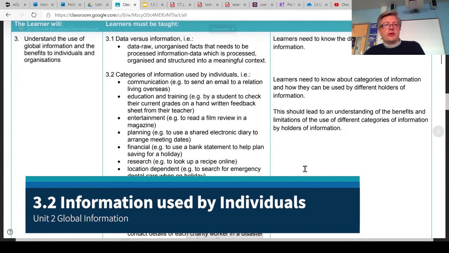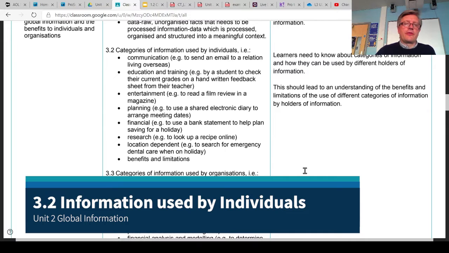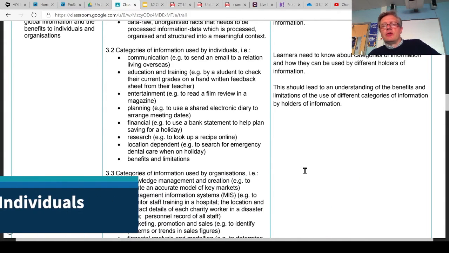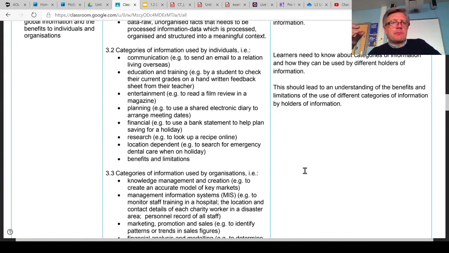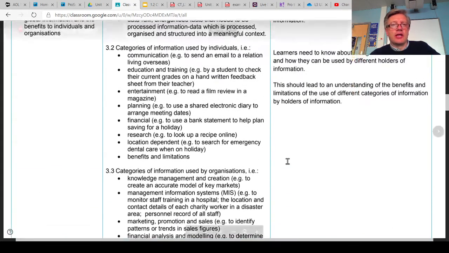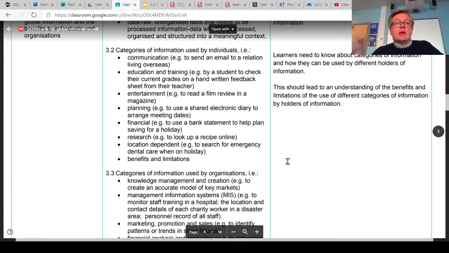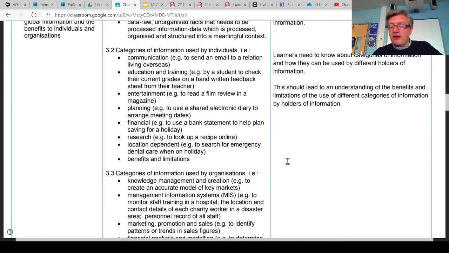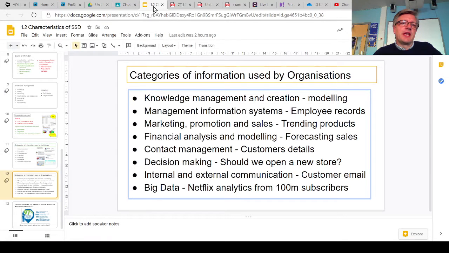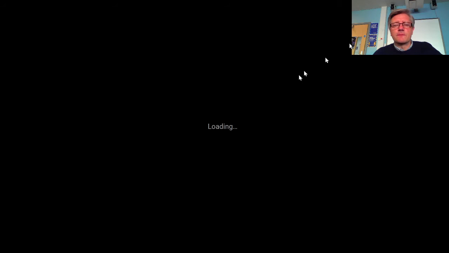So 3.2 and 3.3 of Unit 2 are related because they're about the categories of information that are used specifically by individuals and the categories of information that are used by organizations. So if we have a look at the kind of things they're thinking about, hopefully this will make a little bit more sense.